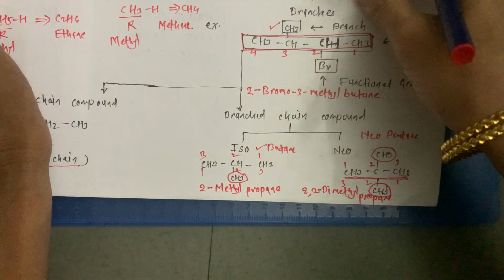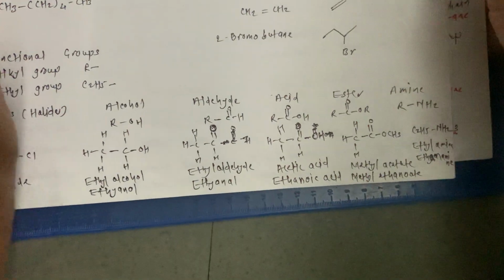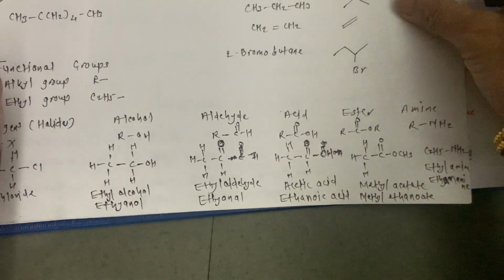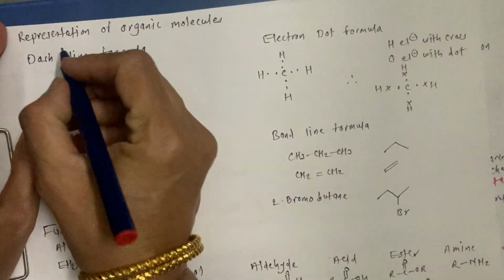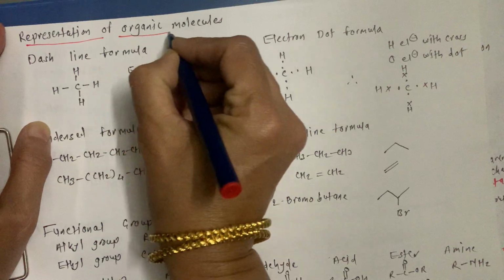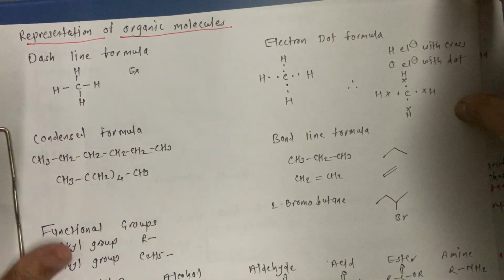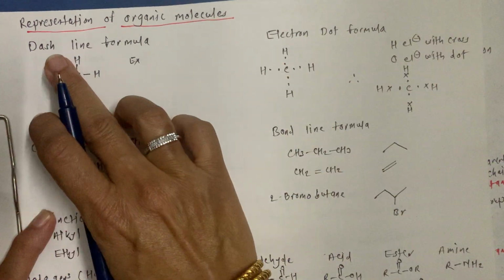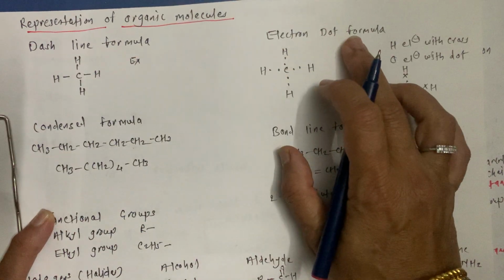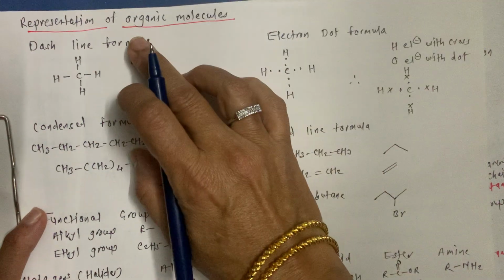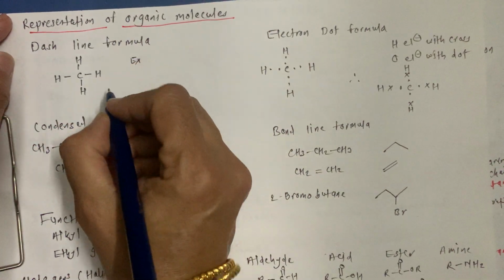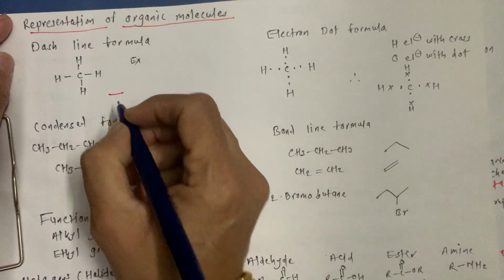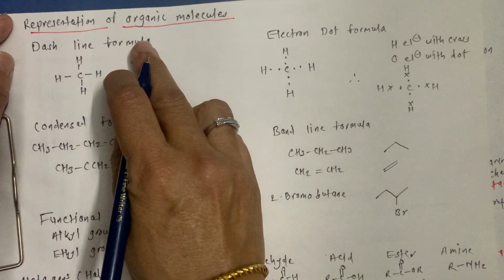Okay, now next one is representation of organic molecules. Representation of organic molecules, this is very important. Here again we studied dash line formula and electron dot formula in 11th standard. What is dash line formula? When we are writing carbon hydrogen with dash like this, then this is dash line formula.